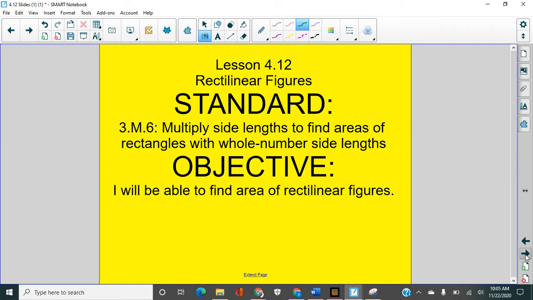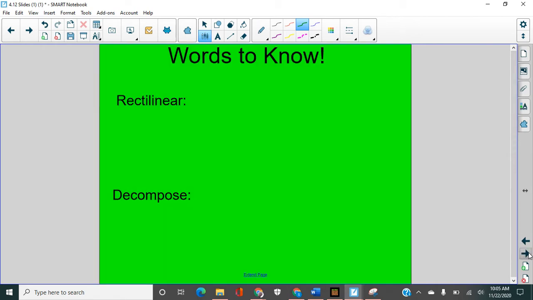We're going to be multiplying side lengths to find areas of rectangles with whole number side lengths. But we're going a little farther because we're dealing with these objects that are called rectilinear figures. Now, when we say rectilinear, it means it's made out of rectangles, right? So it might look like this. I like to call them swimming pools because this is how a lot of swimming pools are set up, right? Like this is the baby pool where the babies play. And then there's usually some kind of rope or something. And then the big pool.